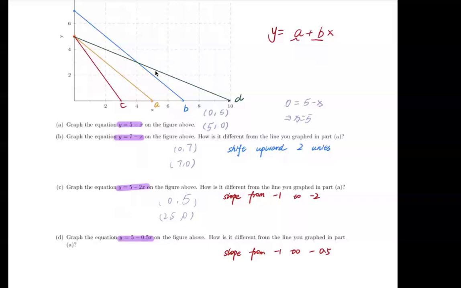Okay, then when we compare equation A and equation B, can we find the similarity and the difference? I think we can. When we look at A and B, we can see that they are parallel, right? Because the slope of these two lines is -1. It's the same, but the difference is that from A to B, you only need to shift A upward by about 2 units to get B.